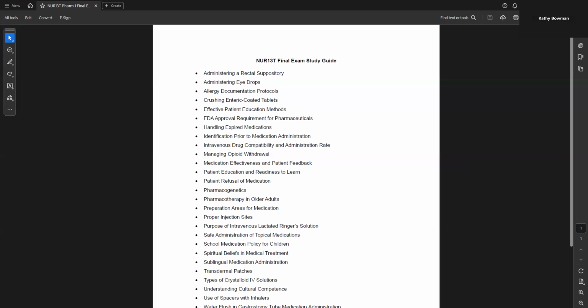School med policy for children. If you are a school nurse, what do you have to be cautious of? Giving a drug to the student without a written consent from a parent, and if it's a prescription, without a healthcare provider's authorization. Okay. You'll learn more about this when you do your public health rotation.